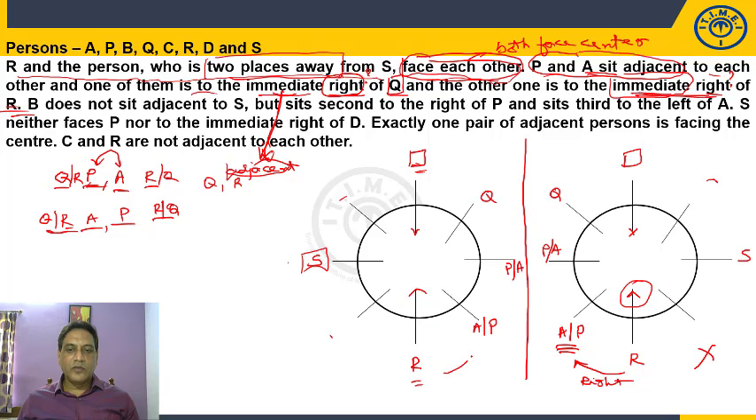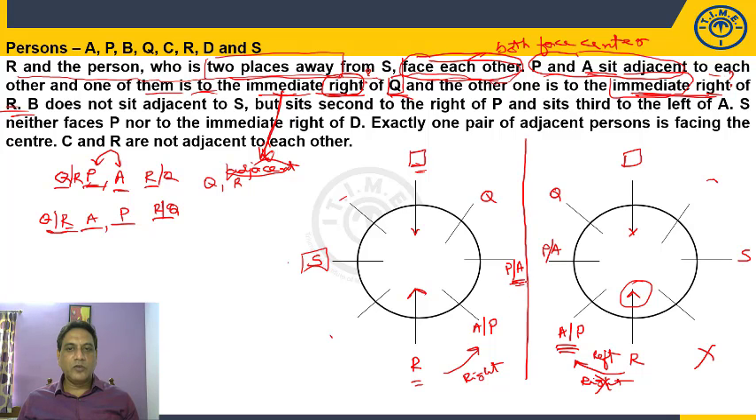And in this case, this should be the immediate right of R. Yes, this is the immediate right of R because R is facing towards the center. In this other case, this is not right. This is actually left. So here in this case, it is right. Fine. And the other one of them is to the immediate right of Q.